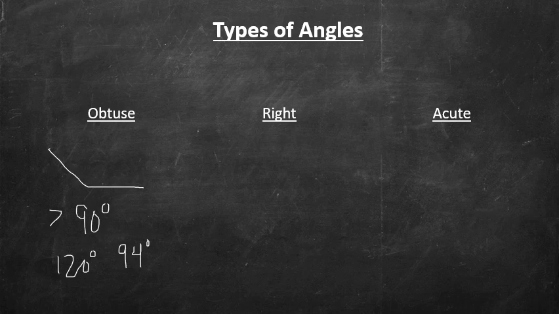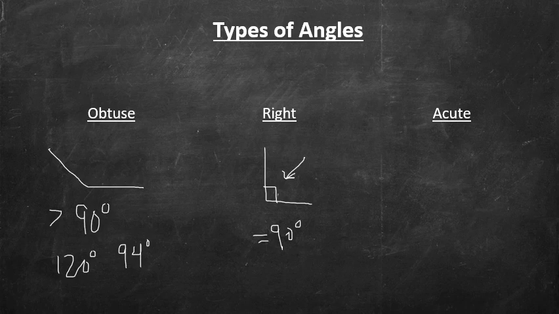Right angles. Right angles are exactly 90 degrees, okay? They are equal to 90 degrees. And you'll know a right angle because it forms a square. If you can put a square in the corner, just like that, it is a right angle, okay?